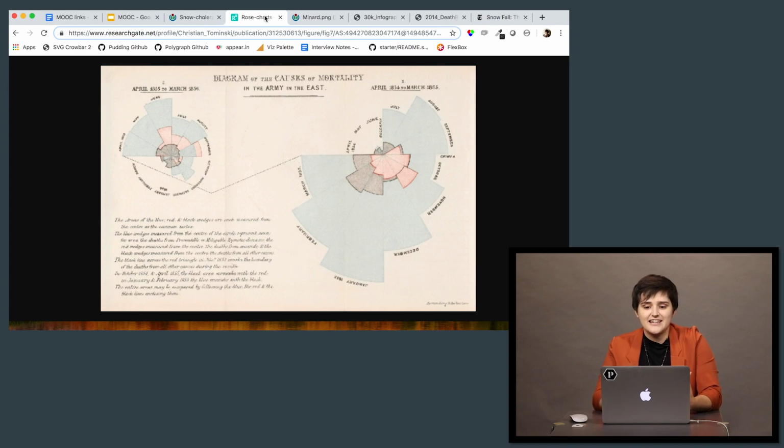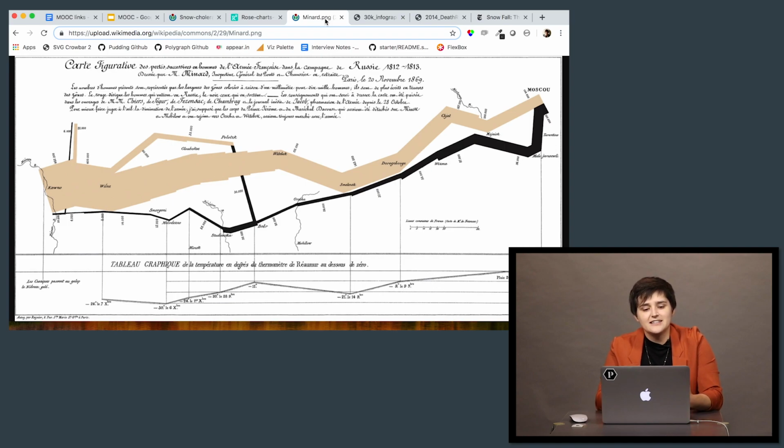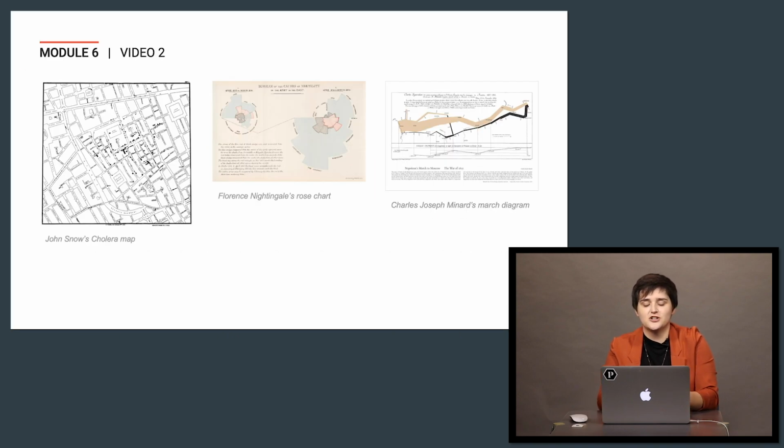Then there's Florence Nightingale's Rose chart, where she looked at the cyclical relationship of army deaths during the Crimean War. And finally, Charles Joseph Minard's map of Napoleon's march, that looks at the troop numbers by kind of this differing width on this diagram.